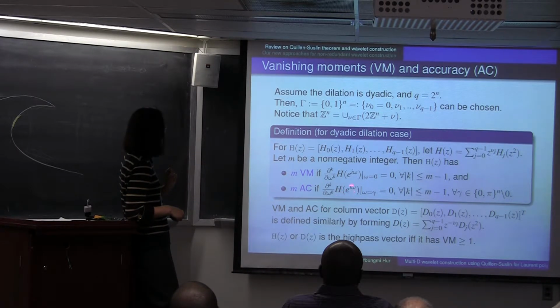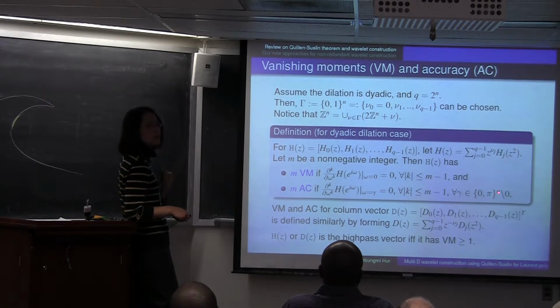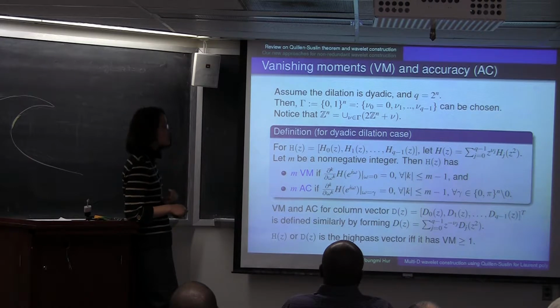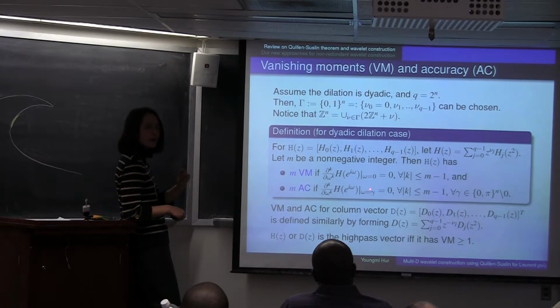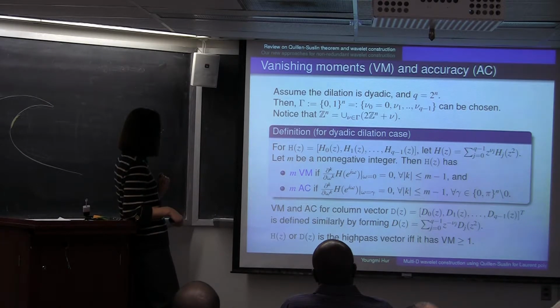And the order of zero at gamma, so when n equals 2, in my example, every example is n equals 2, gamma would be (0, pi), (pi, 0), (pi, pi), assuming the dilation is dyadic, which I'm again assuming in my slide. So if you want n equals 10, that's okay, but you have a lot of conditions to satisfy. So not many h would satisfy that condition. Okay? And when it's a column vector, you can do something similar. The only thing that's different, essentially, is the delay is in the opposite direction.